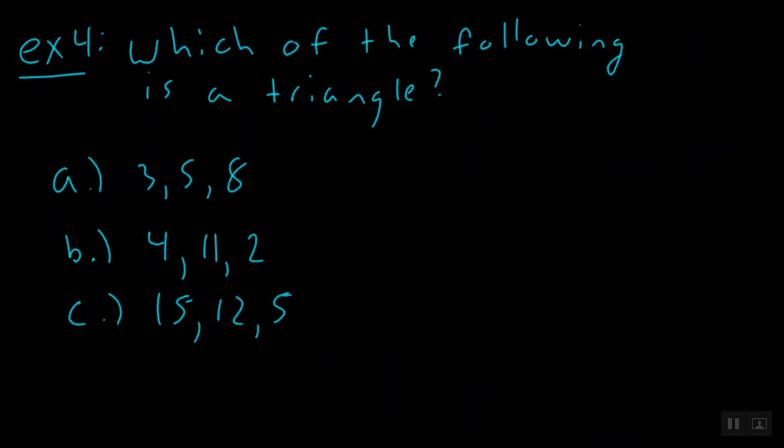Okay, and example 4 says this: which of the following is a triangle? And so let's see, all of these are going to represent sides of a triangle. Let's see what we see.